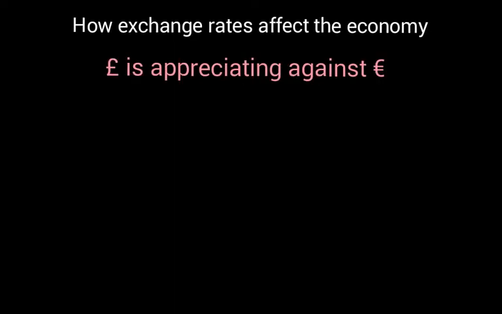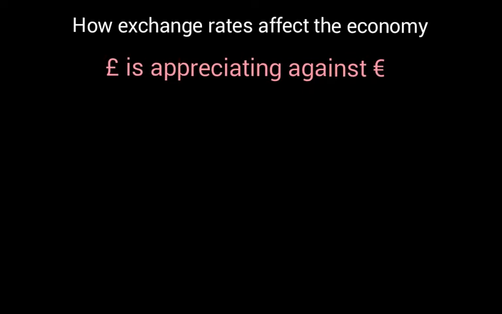And the example that we're going to look at here is a little bit topical at the moment, that the pound is appreciating against the euro. So the pound is getting stronger when compared to the Eurozone currency. So what we're going to do now is consider how this affects the various macroeconomic indicators. We're going to have a look at how it affects the balance of payments on the current account, how it affects the rate of inflation in the UK, and how it may well affect employment and the level of economic activity in the UK as well. So lots of chains of analysis that we're going to work our way through.